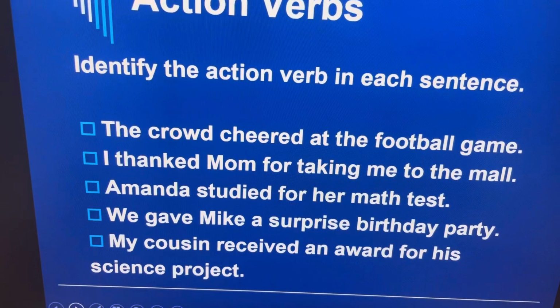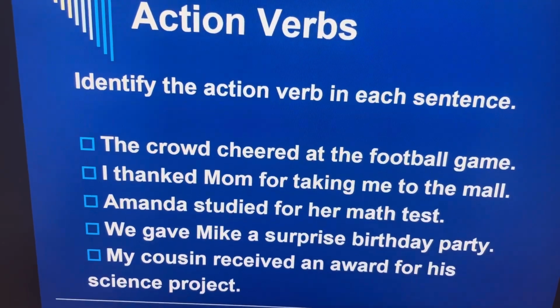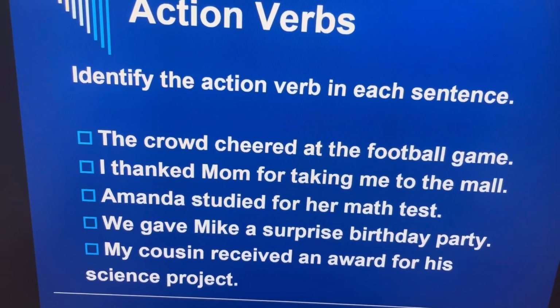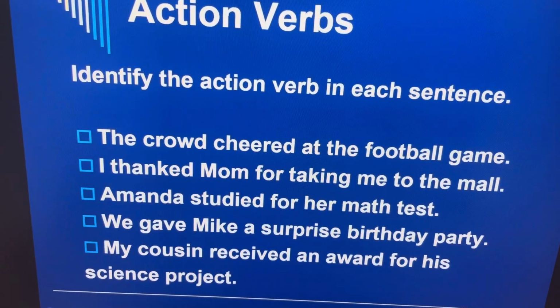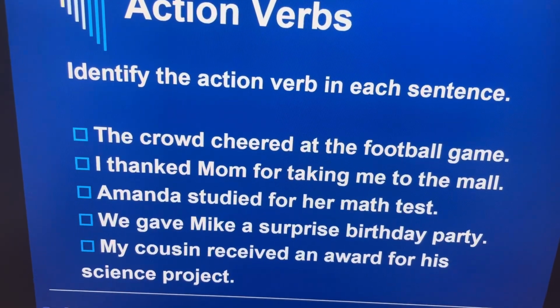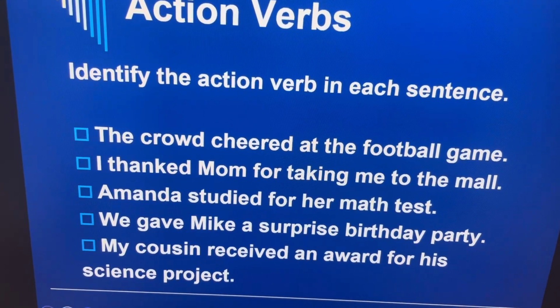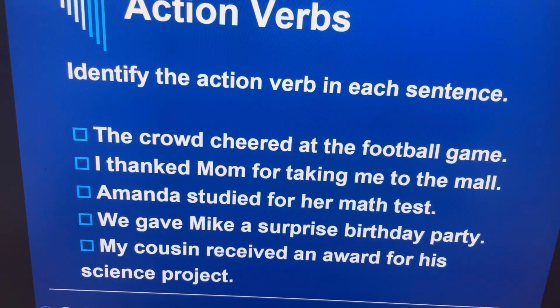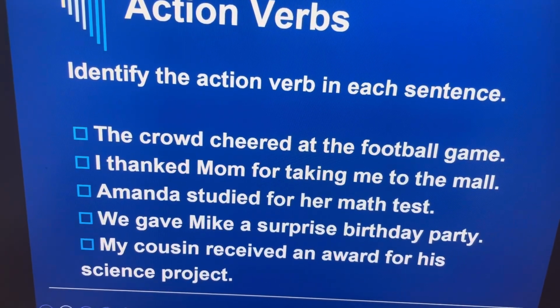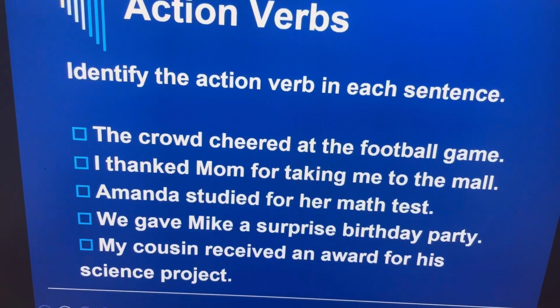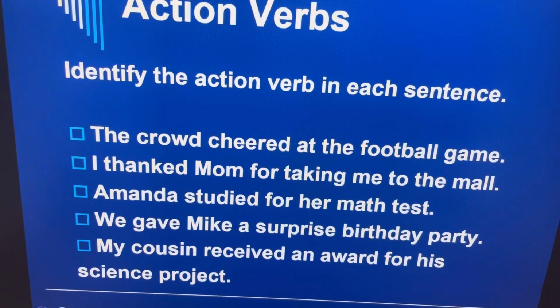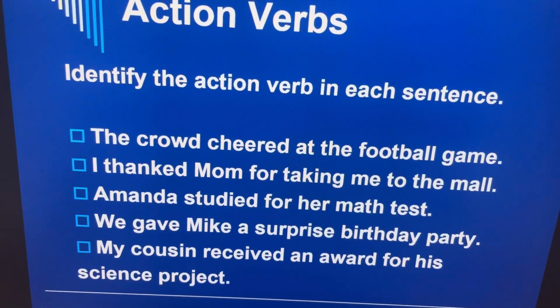So identify the action verb in each sentence. The crowd cheered at the football game. So here, where is the action verb? Cheered. I thanked mom for taking me to the mall. So here, thanked or taking, which will come? Give me the answer in my comment.